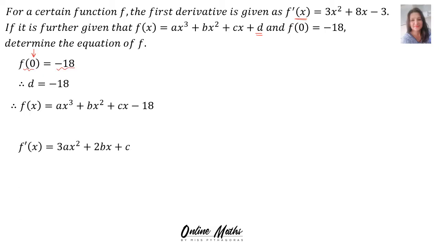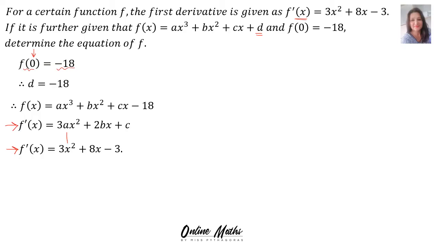When we find the derivative there, we end with 3ax squared plus 2bx plus c. Then, also given was this other derivative, 3x squared plus 8x minus 3. So we sit with a situation where we have two derivative functions. Then what we can do is equate 3ax squared to 3x squared. Then x squared and x squared will cancel. 3a equals 3 and a's value is 1.